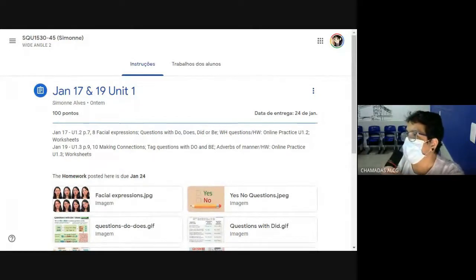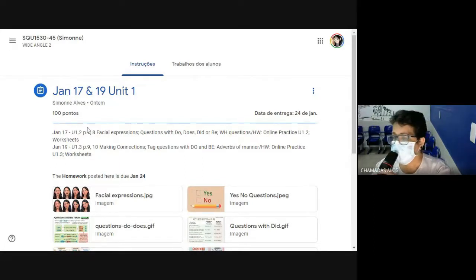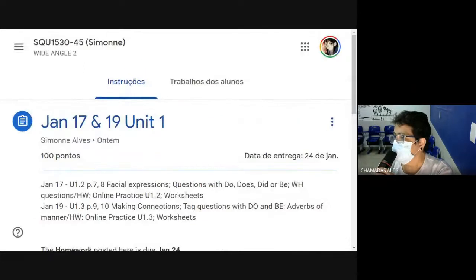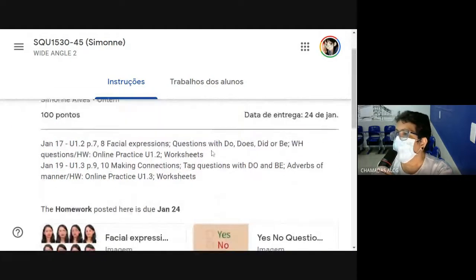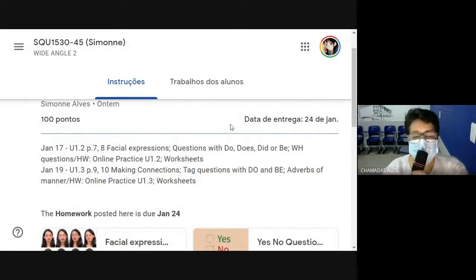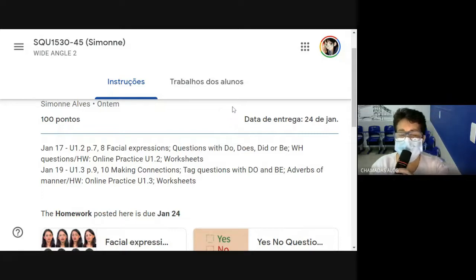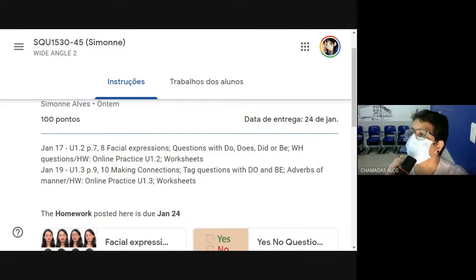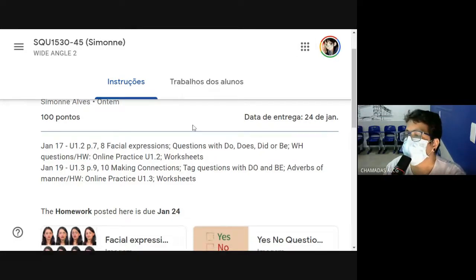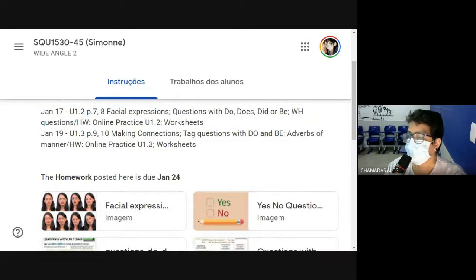Okay, let me print just in case you crash or anything happens. I'm taking you now to our page on Google Classroom so you see what we have for today. So here we have our plan for today. Did you have a chance to do your homework from last week? Yes or no? The homework was actually the worksheets.